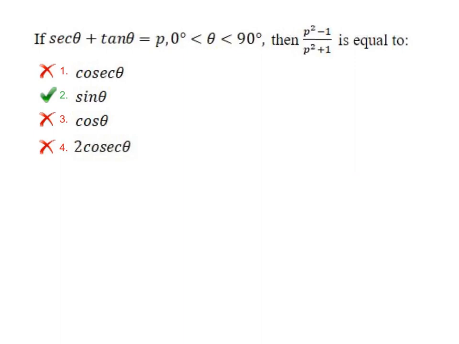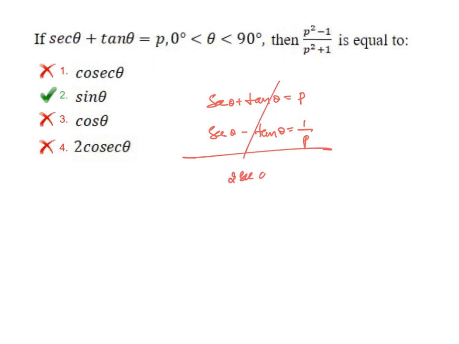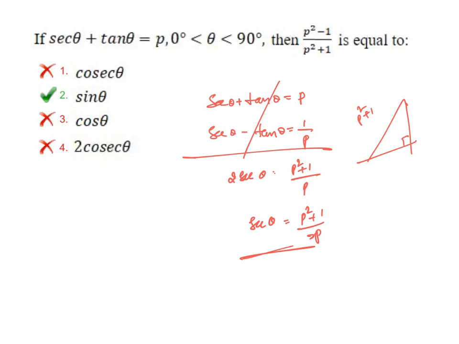Secant theta plus tan theta is equal to p. So we know if secant theta plus tan theta is equal to p, then secant theta minus tan theta is equal to 1 by p. Therefore, tan theta cancels, 2 secant theta is p plus 1 by p. Therefore, secant theta is p square plus 1 by 2p. Secant is hypotenuse by adjacent, that is p square plus 1 by 2p. Therefore, opposite becomes p square minus 1. This is giving you opposite by hypotenuse, that is sine theta.